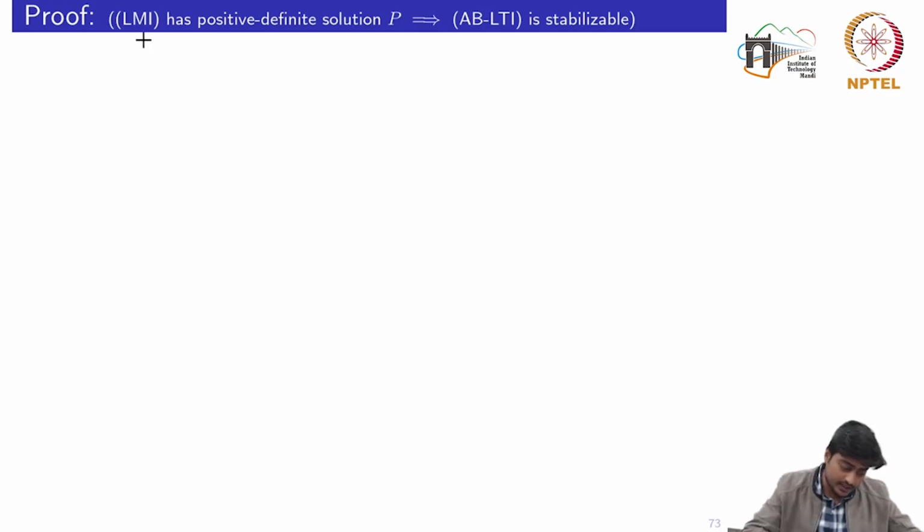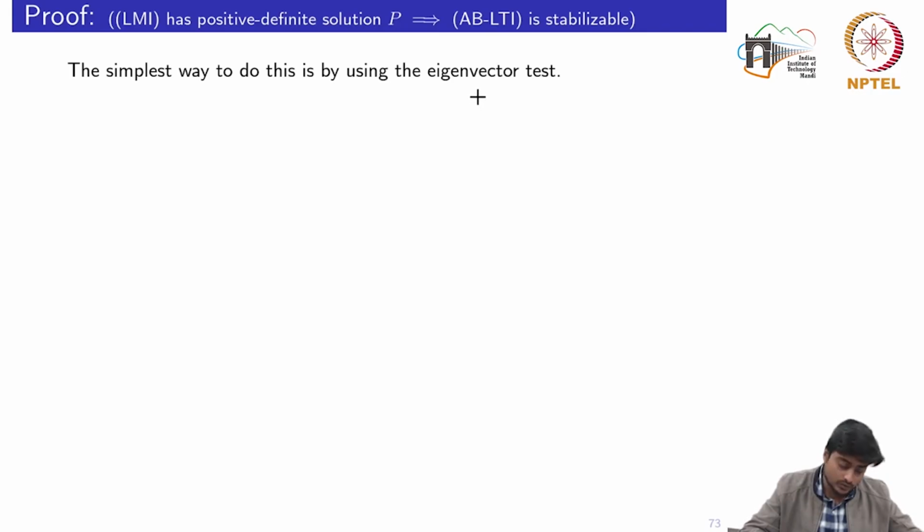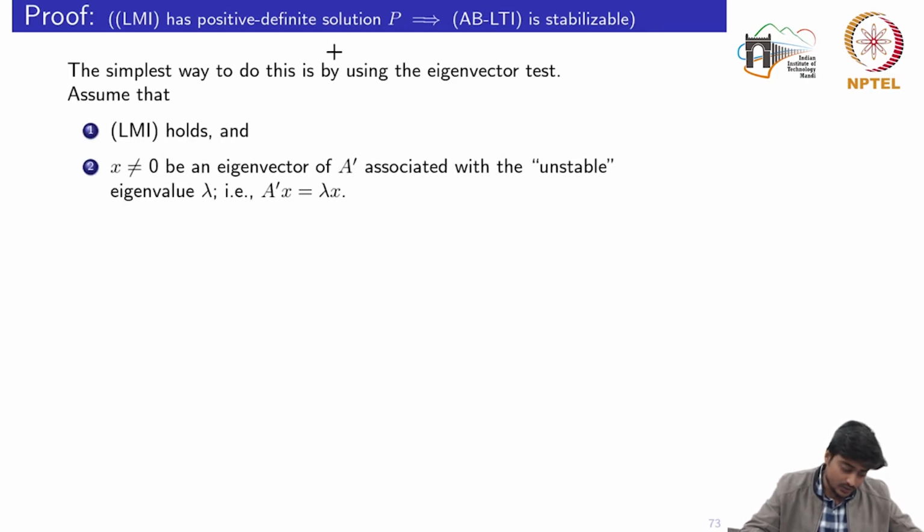So the first implication is that if the LMI has a positive definite solution matrix P, then the pair AB is stabilizable. So again we would be using this eigenvector test to prove this part. There are two assumptions here. The first one is already given here, that the LMI has a positive definite solution P. It means that the LMI holds. The second is that there is a non-zero vector X which happens to be the eigenvector of A transpose associated with the unstable eigenvalue lambda, that is A transpose X is equal to lambda X. Okay.